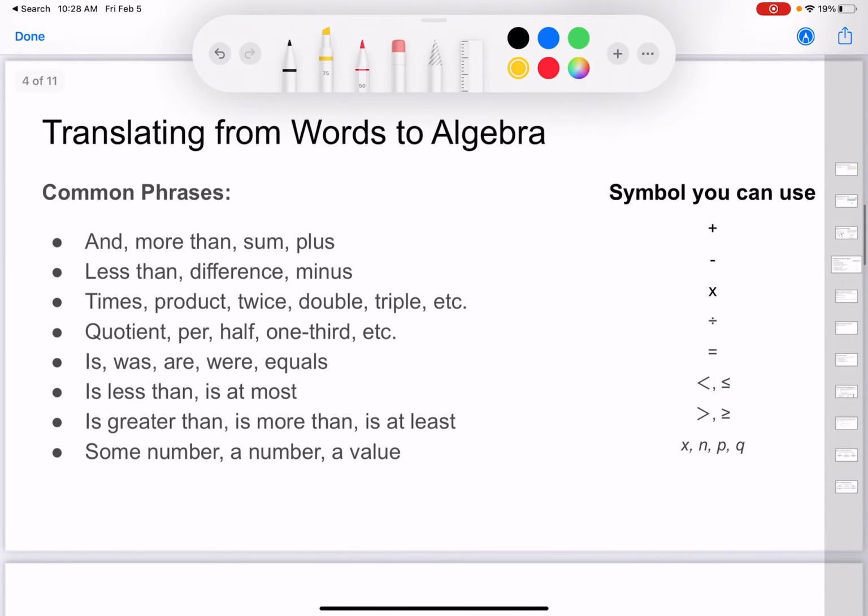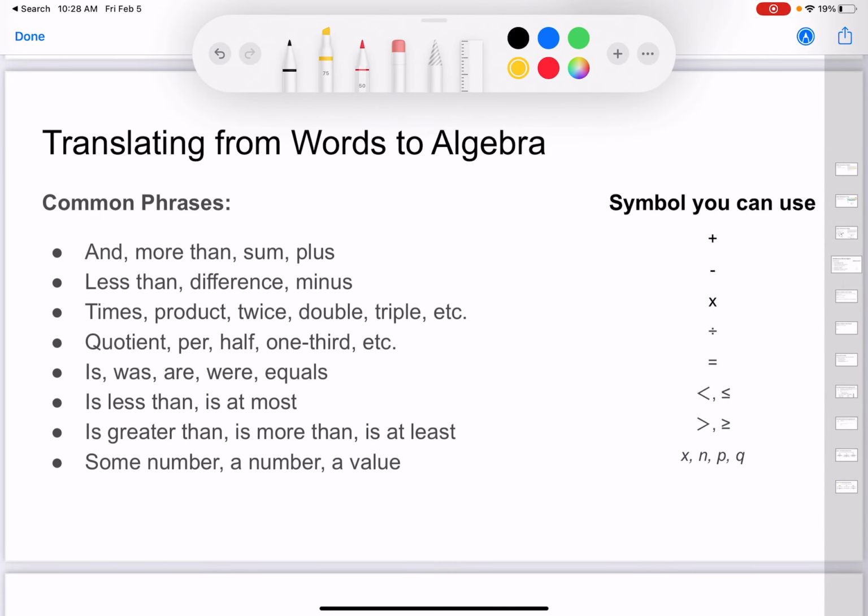Now, the next thing we're going to look at is translating from words to algebra. There are different phrases that we have whenever we have word problems, and those words can help us identify what we need to do: when we need to add, subtract, multiply, divide, when things are equal to each other, less than, equal to or less than, greater than, greater than or equal to, and when we have some number or unknown variable. What we're going to do throughout this course is identify and be able to translate from these words, but that's going to take some practice.